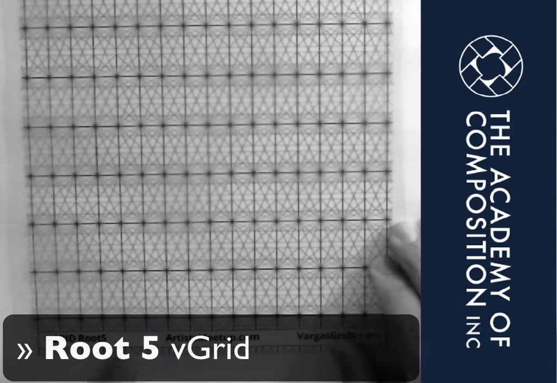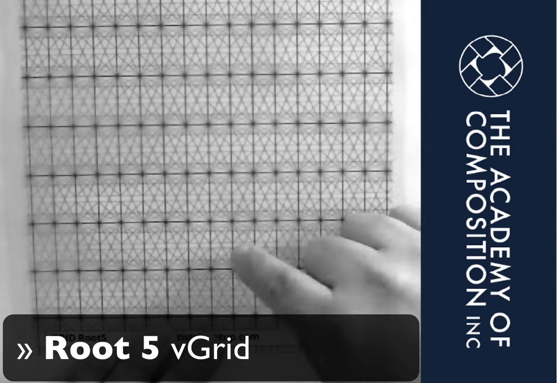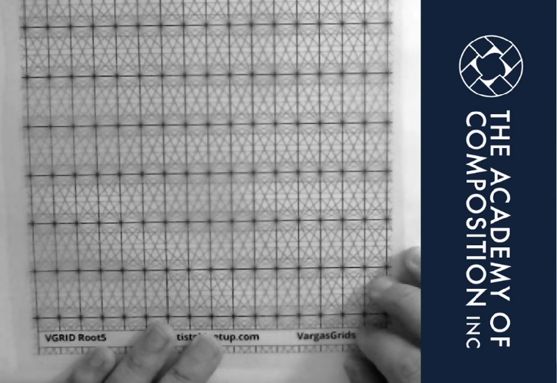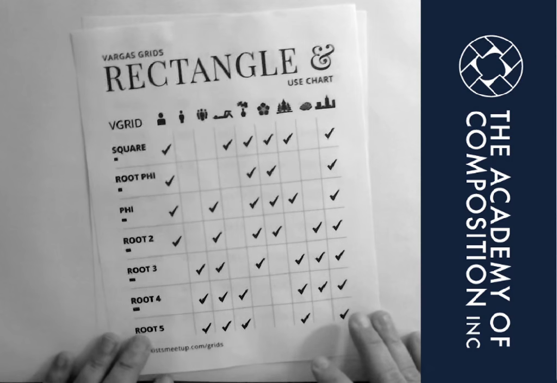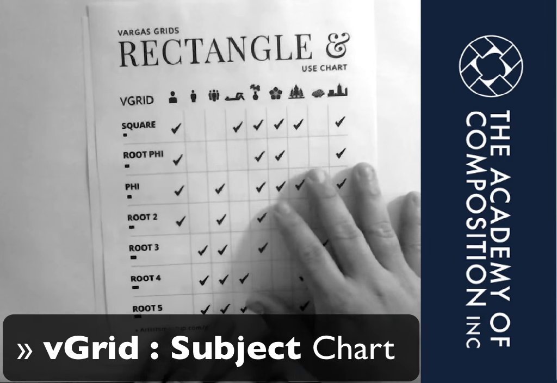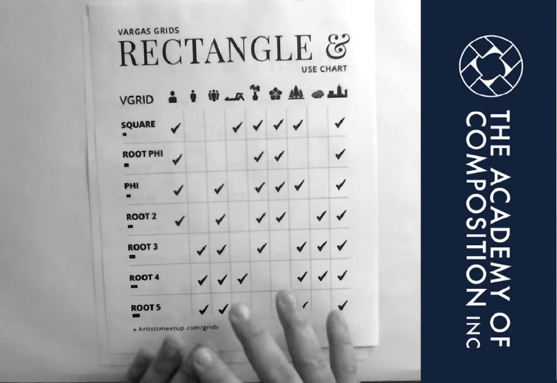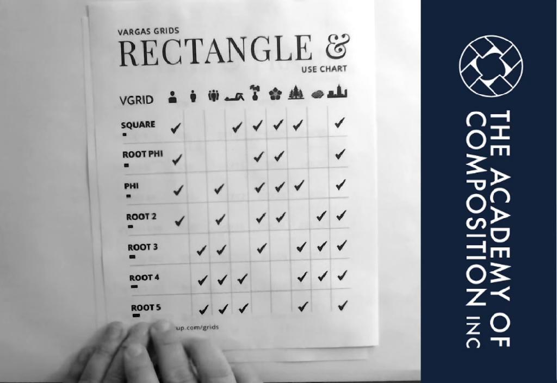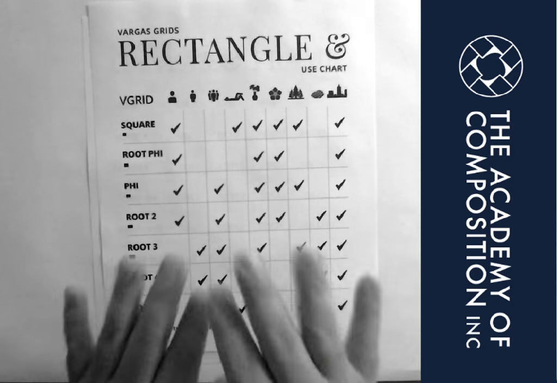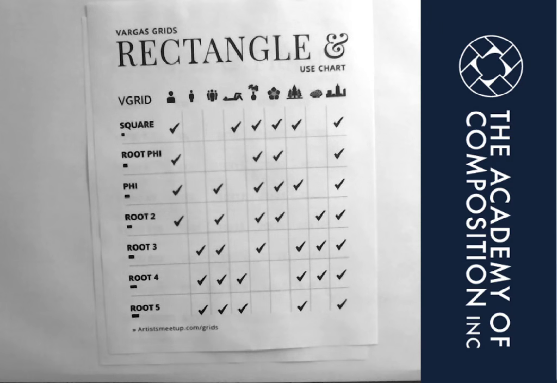And then we'll finish the golden section series off with a root 5. These are often used for standing portraits. And if you double them up, they work really, really great for portraits as well. So when we look at this printout, it will tell us what rectangles go with what subjects. And you can use this as a rough guide. Obviously, a root 5 down here doesn't really go well with a portrait, although if you overlap a root 5, it becomes really, really nice to use in a portrait.